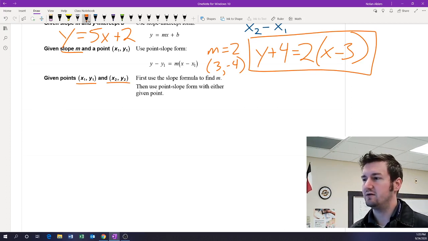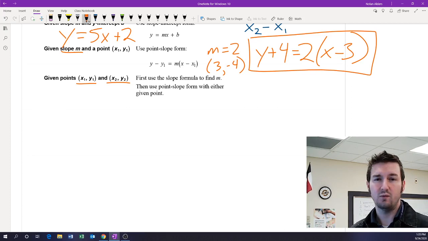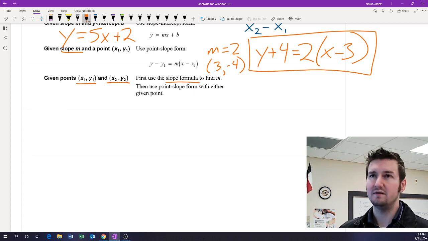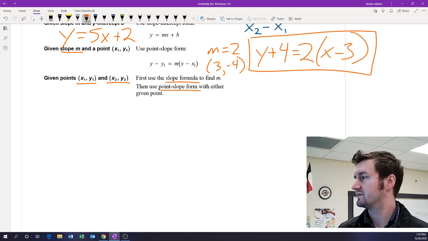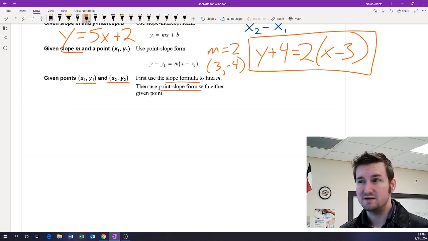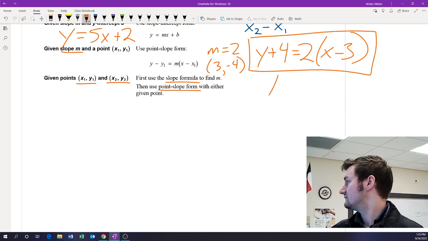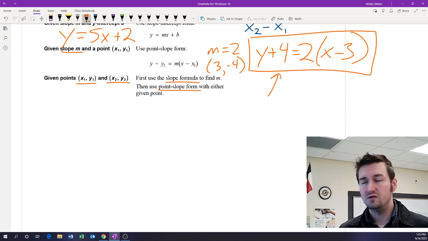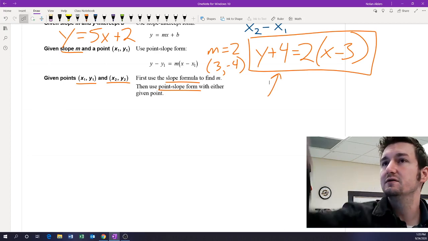We could figure out what the point-slope form is of that by using the slope formula, which we listed up above, and then the point-slope form with either of the given points. So I would say the strategy to figure out this equation for some of the specific problems is to use the above equation, use this one up here.